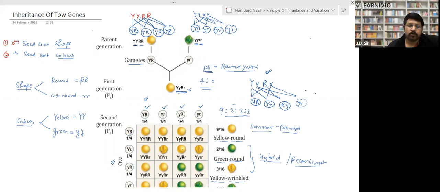Now I have told you that this is the confusing point. When you again make the gametes, how do you make them? I have told you that you have to make the gametes this way, right? This capital Y I have crossed with the capital R, so capital Y, capital R. Then this capital Y with small r, capital Y, small r. Then this small y with capital R, small y, capital R. Again this small y with small r. So you have got capital Y capital R, capital Y small r, small y capital R, and small y small r.